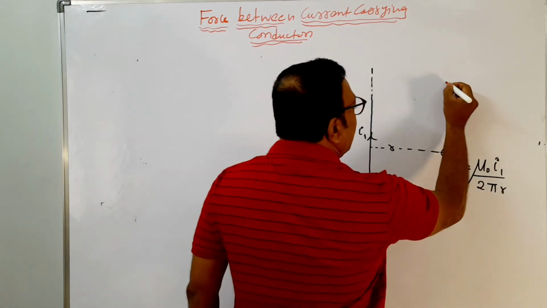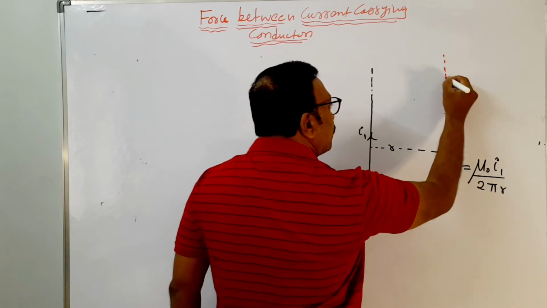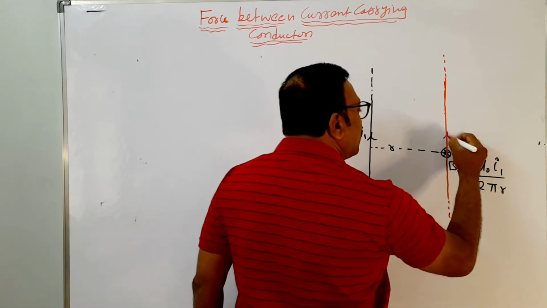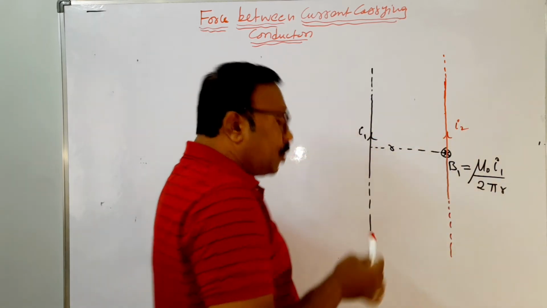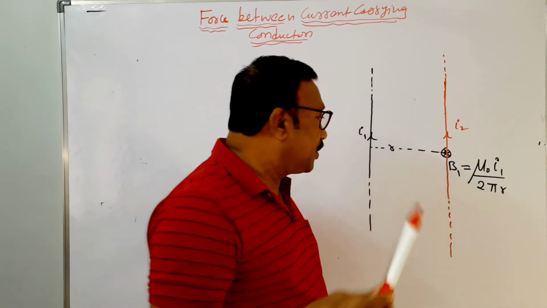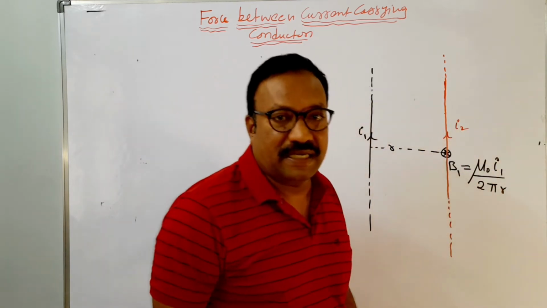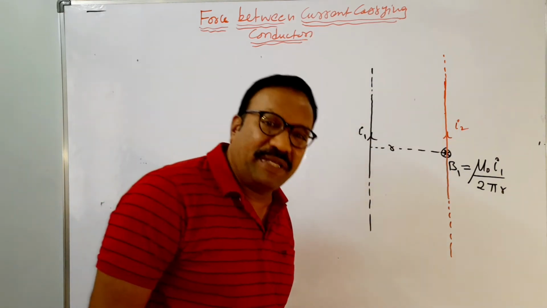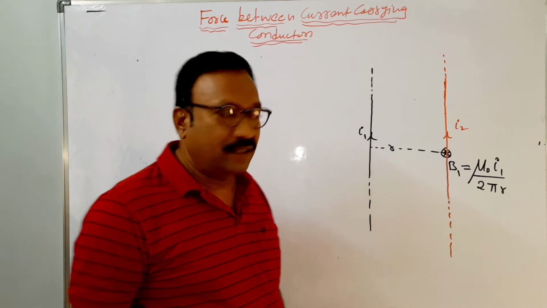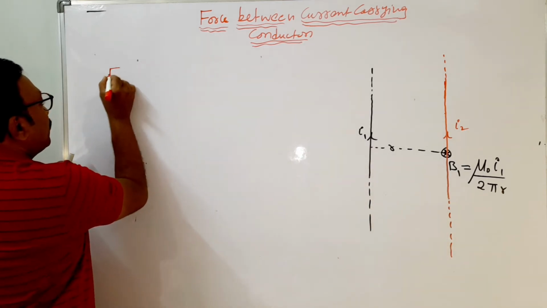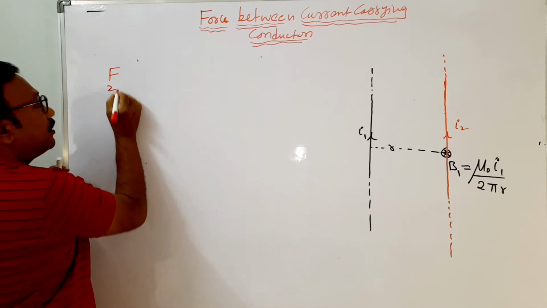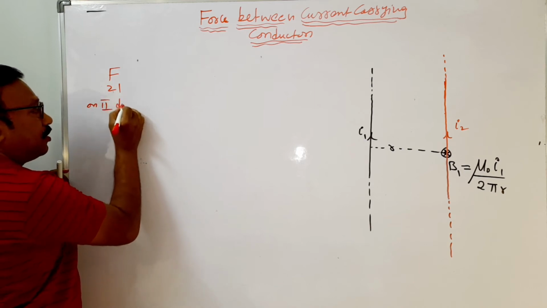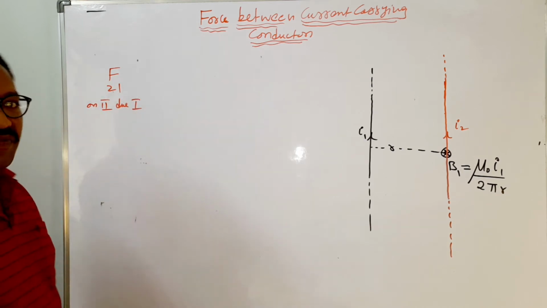So let me take the second conductor. Let the current in this be I2. So a second conductor having current I2 is kept in the magnetic field of the first conductor. That is the story here. Therefore, this second conductor will experience the force BIL sin theta. So the force acting on the second conductor due to the first conductor is written as F21.